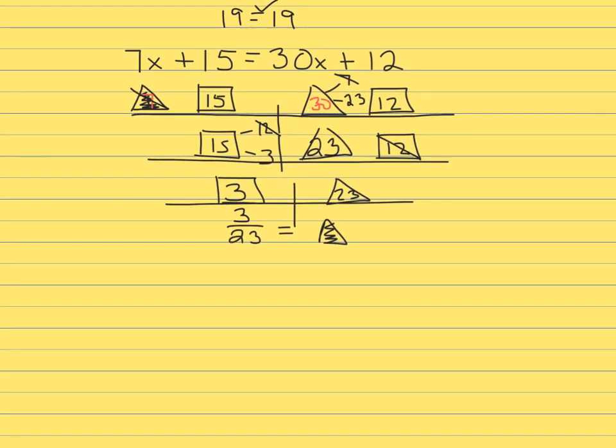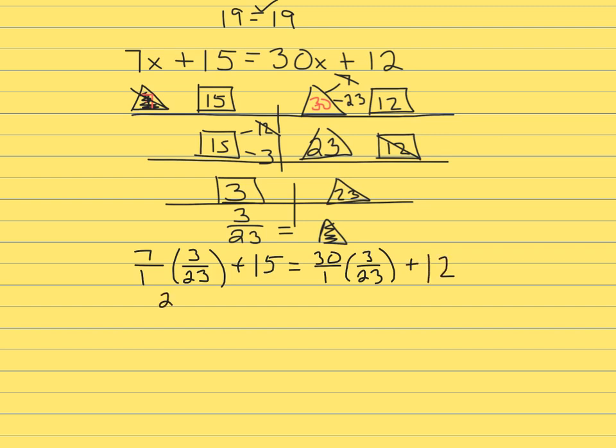So for our check, it's going to become 7/1 times 3/23 plus 15 has to equal 30/1 times 3/23 plus 12.